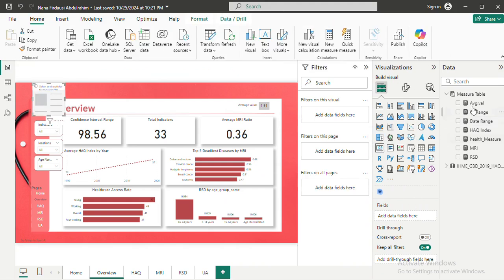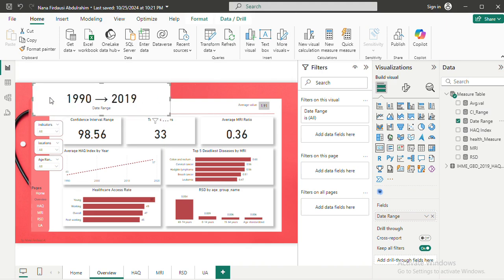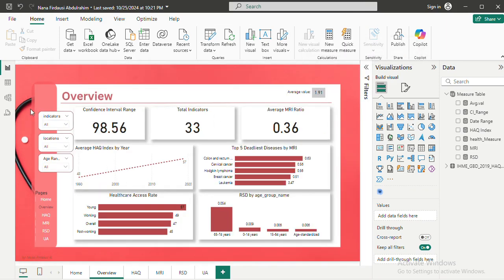Okay, so let's drag this date range. It's going to show the maximum and minimum date range. So the data are collected from 1990 to 2019. I was later not able to use it because I didn't see a reason to. So then let's move on to the insight.